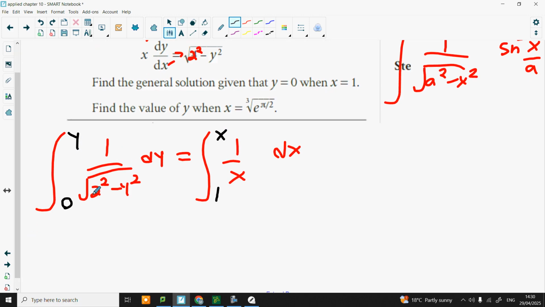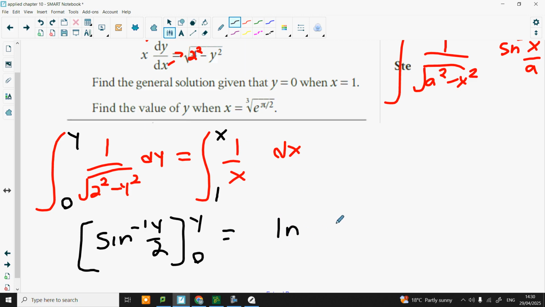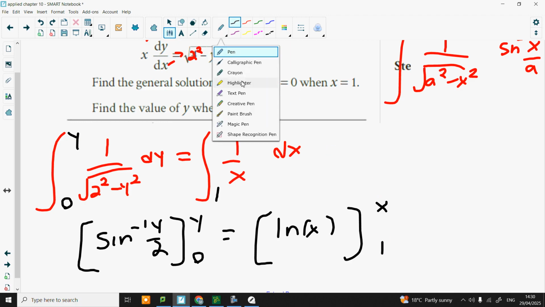Okay, what do we get when we integrate this? Sine inverse y over 2, from y and 0. And what about this one here? Ln x from what, guys? X and 1. I'm taking a shortcut here, because what does it say my upper limit can be?